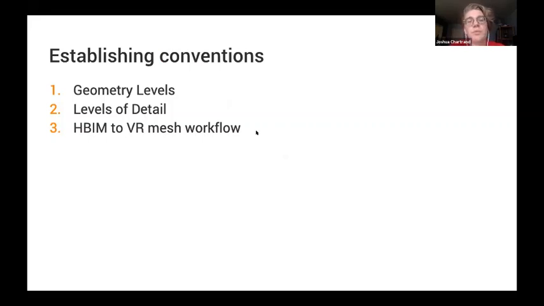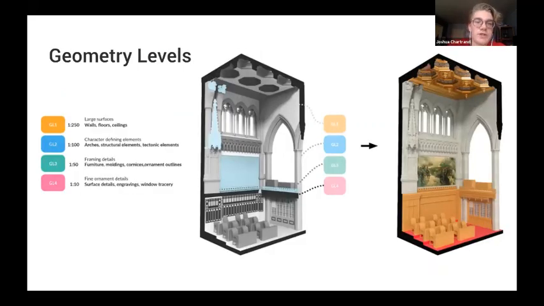So throughout this process, we really had to establish conventions early to keep the quality of these spaces, but optimize the models down. And we did this in 3 different ways. The first of which was creating a geometry level system. So we separated each room into 4 different geometry levels. GL1 being walls, floors, ceilings, basic shapes, onto GL4, which were more ornamental details, engravings, window tracery, that sort of thing.